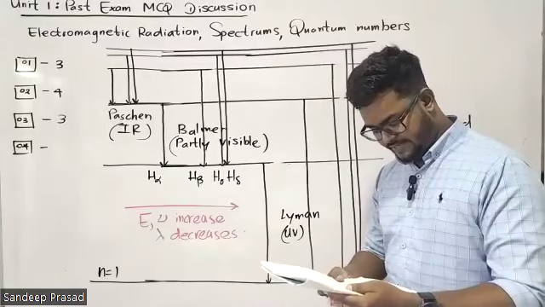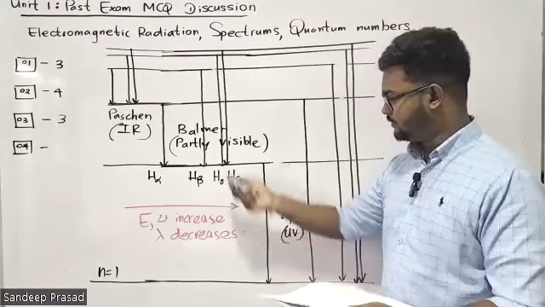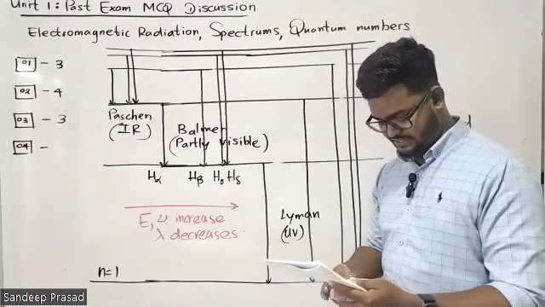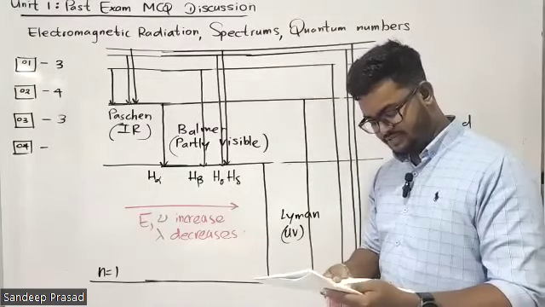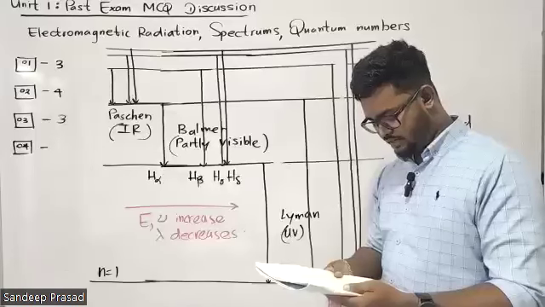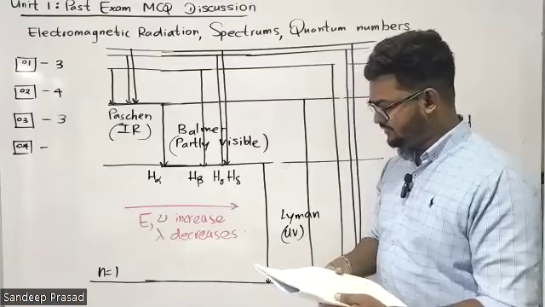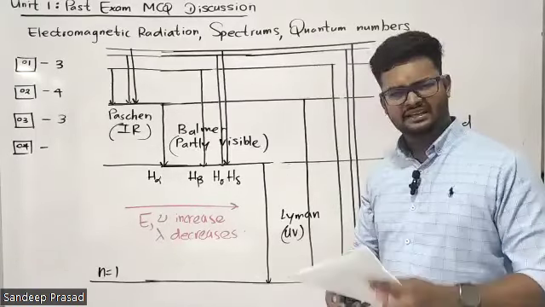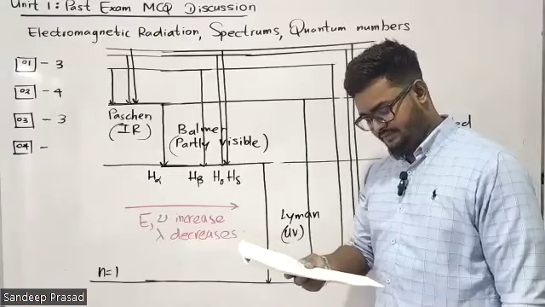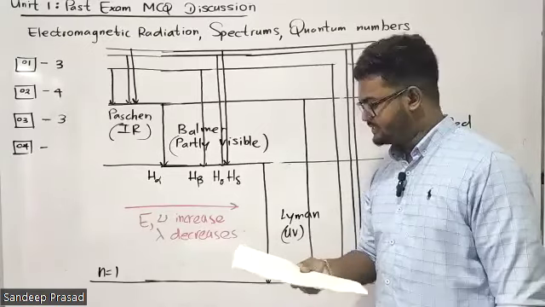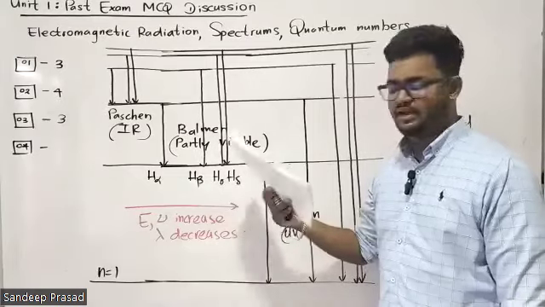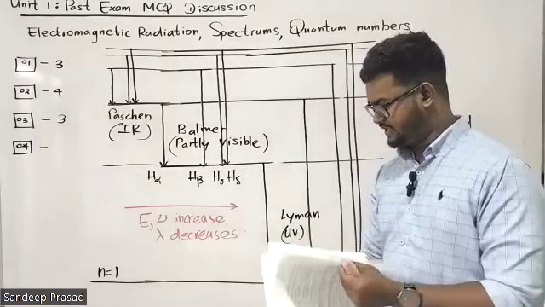Then the series of lines in the visible light region is called the Balmer series, correct. The principal lines in the Balmer series are known as H alpha, H beta, H gamma, H delta. Correct that statement, students. The principal lines in the Balmer series are known as H alpha, H beta, H gamma, H delta. Correct that statement.